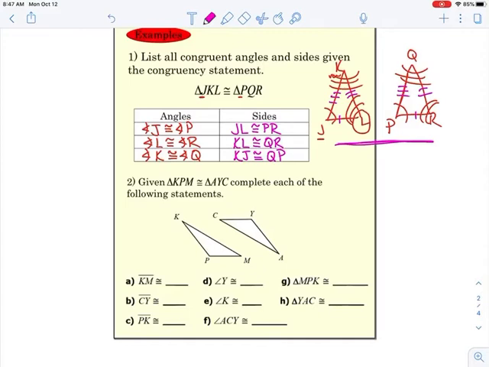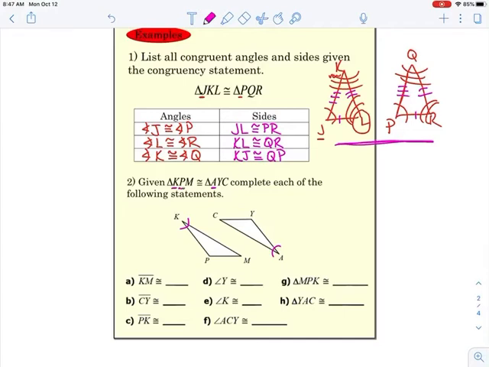I'm going to go by the order in which they're written. So K is the first angle and A is the first angle. So K is congruent to A. Again, I'm going to fill in everything down below that they're asking me for in a second. I'm going to mark everything off first just to make my life easier.